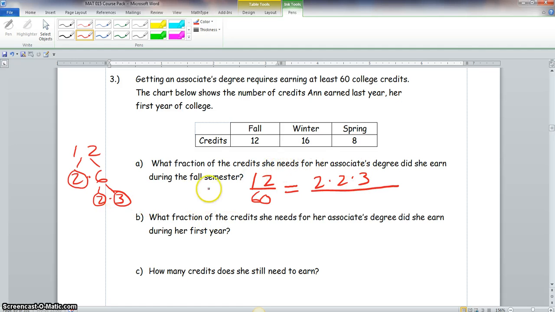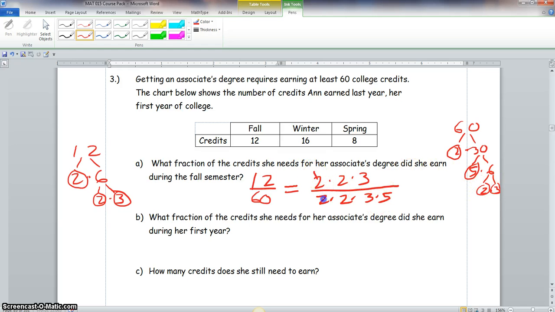Now we want to do the prime factorization of 60. Now I'll write 60 over here. 60 is 2 times 30. 2 is prime, 30 is not. 30 breaks down to 5 times 6. 5 is prime, 6 is not. And 6 breaks down to 2 times 3. So 2 and 3 is prime. So our prime factorization here is, we have 2 2's, a 3, and also a 5.